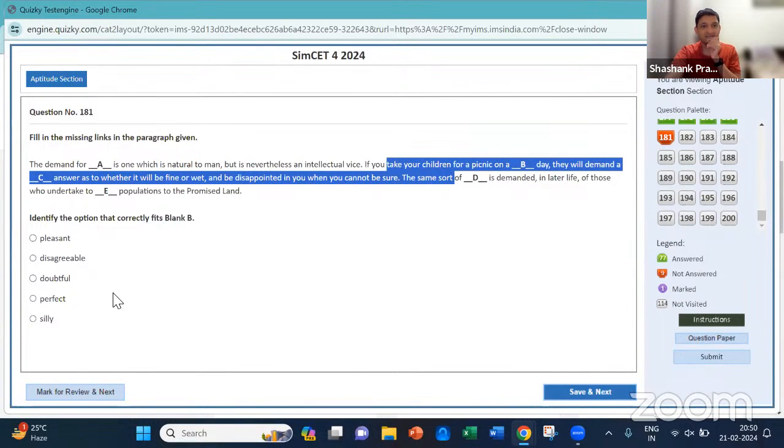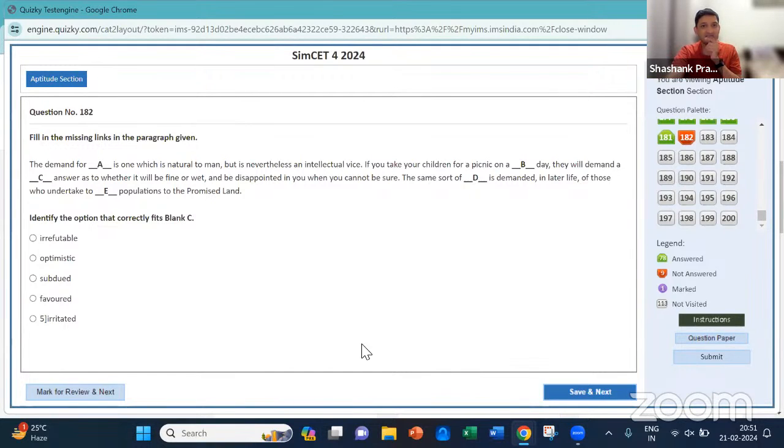Picnic on a dash day. Silly day तो नहीं होगा. Perfect day, I don't know. Disagreeable day नहीं हो सकता. Doubtful day, I don't know. Pleasant day, let's see. Picnics are generally taken out on a pleasant day. Blank C will demand a dash answer. एकदम ऐसे.